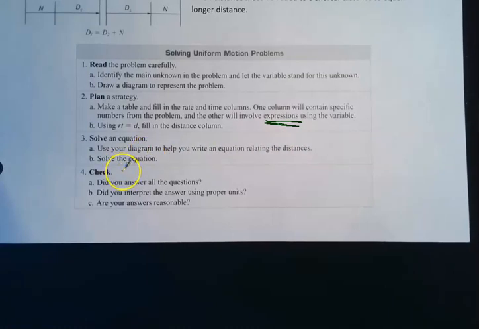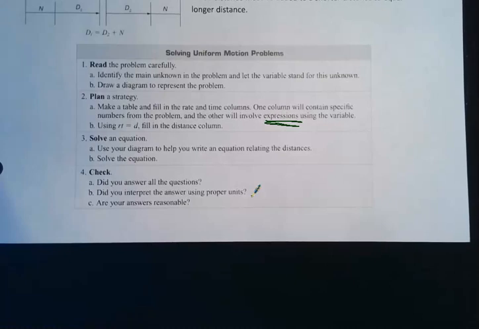And then step 4, check. Did you answer all the questions in the problem? Did you interpret the answer using proper units? Much like with the questions we were going over, and I said, okay, we're solving for time. Should we get a big number this time? No, like we thought through that. Like principal, yes, we got a bigger number. Time, no, we're going to get a smaller number. Okay, and then are our answers reasonable? That's that same thing. Let's go hand in hand.